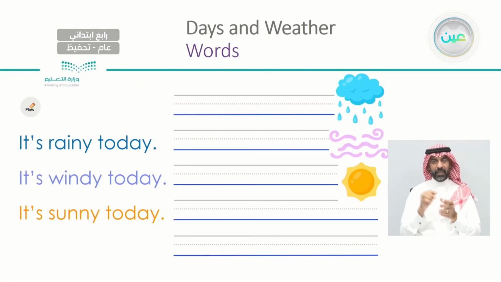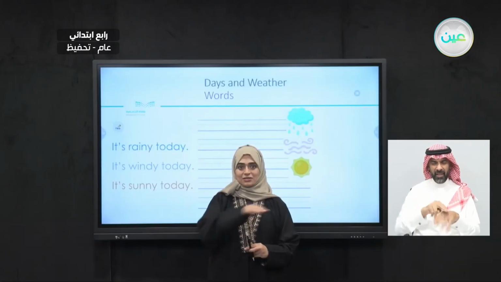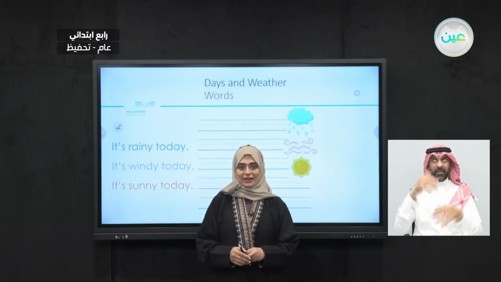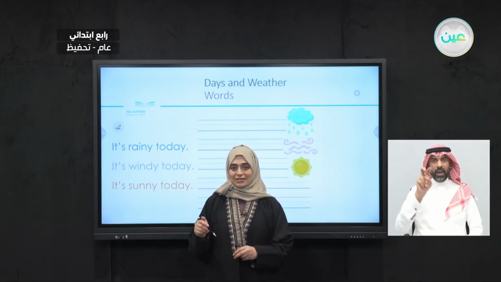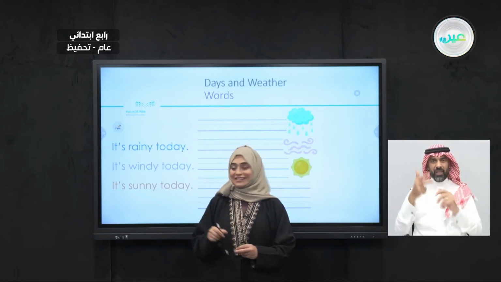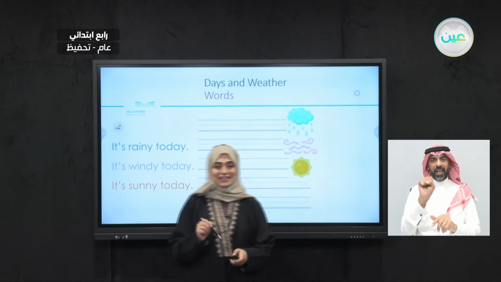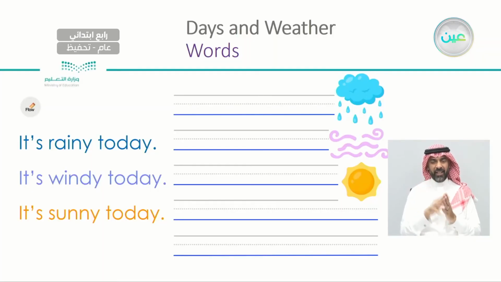So here we have 3 sentences about the weather. Let's read them together. What's the first picture? Yes, it's rainy today. And the second one, it's windy today. And the last one is, show me your faces. Yes, it's sunny today. Now let's write the sentences down.